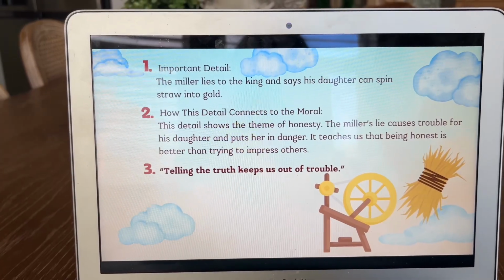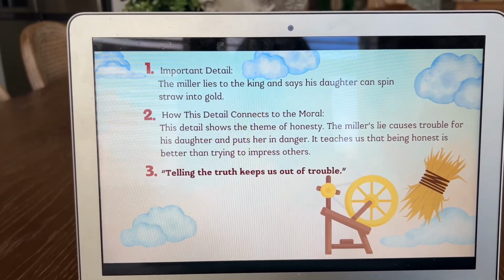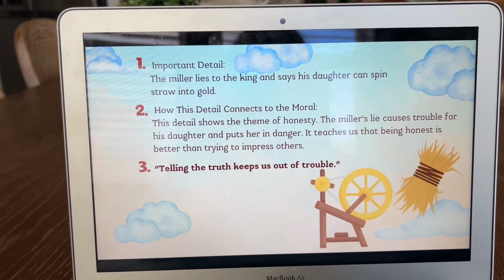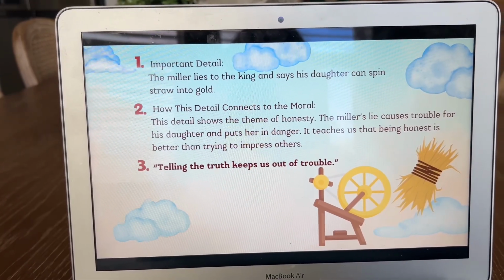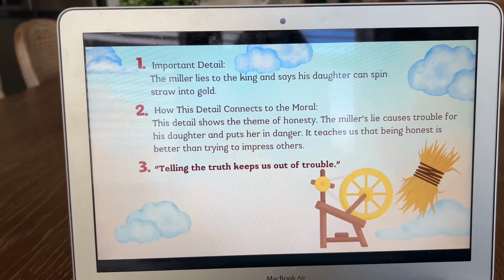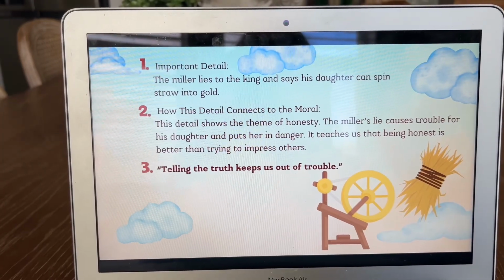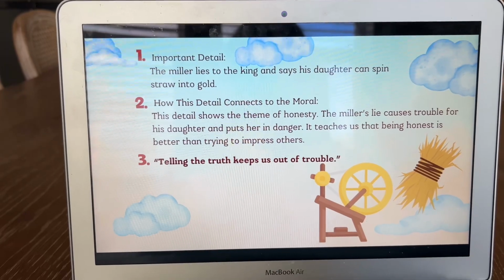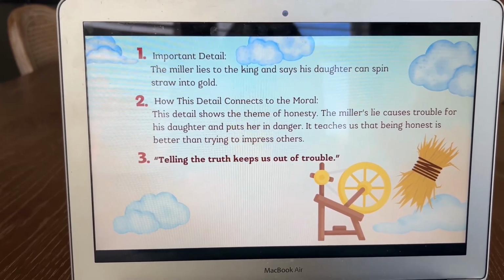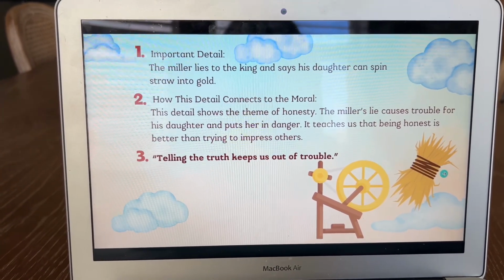Very good. All right, here's our next slide. Important detail: the miller lies to the king and says his daughter can spin straw into gold. How this detail connects to the moral: this detail shows the theme of honesty. The miller's lie causes trouble for his daughter and puts her in danger. It teaches us that being honest is better than trying to impress others. Telling the truth keeps us out of trouble. That's a great moral. Thank you for sharing that.